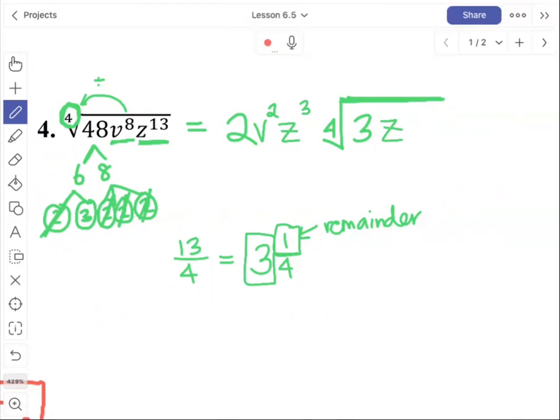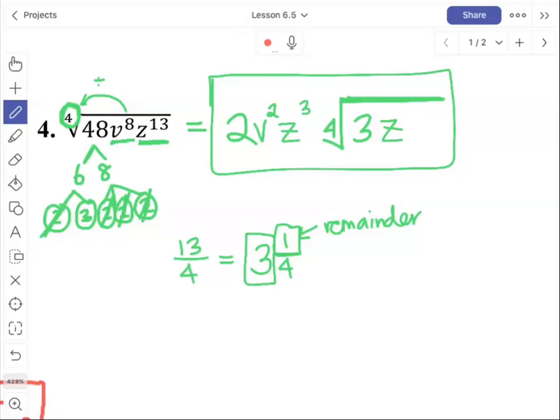All right, now the last thing is, do I need absolute values? So look, first off, do I have an even index? Yes. Okay, so now I really do have to look. Do any of my exponents go from even to odd? Z, does it start even? Oh, no, it doesn't. So z to the 13th, nope. V to the 8th, it starts even, but it ends up being even. So I don't need absolute value. So this is your final answer.